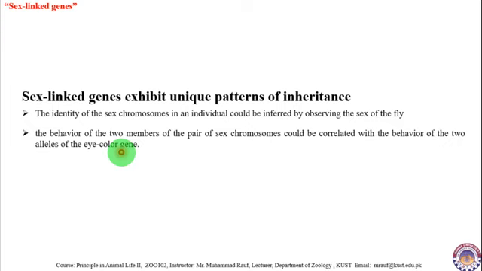So the sex chromosomes are the vehicles which provide a seat for the eye color genes in Drosophila, and if you analyze the behavior of sex chromosomes, you can attribute the same behavior to the eye color genes and their alleles because they are located on the sex chromosomes.